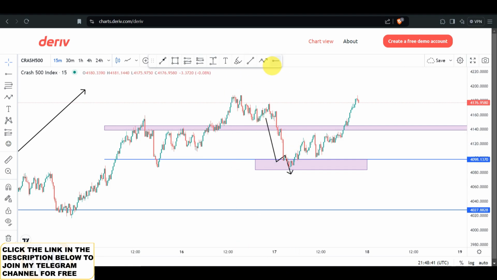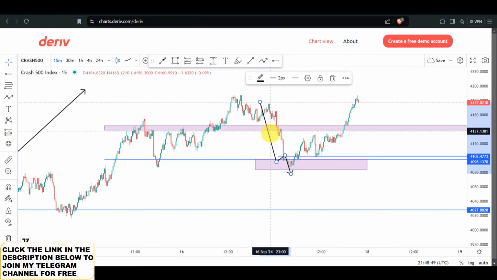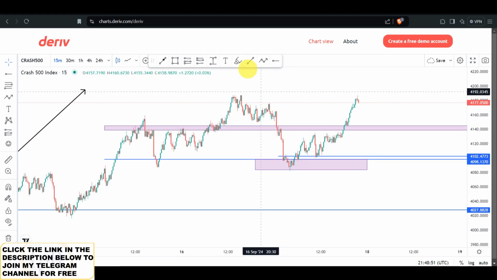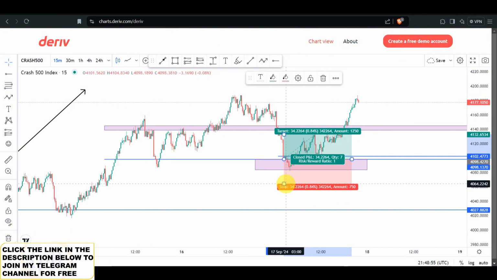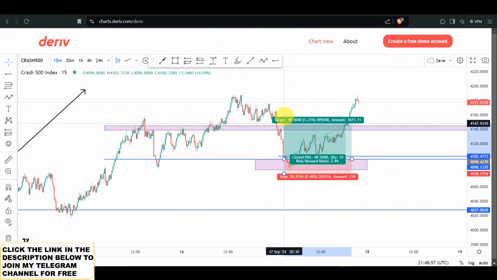So after the breakout of this structure right here, and this was our entry confirmation, like, okay, the price has already broken the structure, and we viewed where the 15-minute liquidity area is at this point. Then we entered into this trade right away with zero drawdown. You can see for yourself, guys and girls.